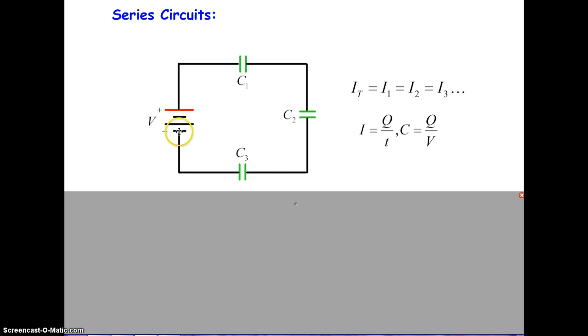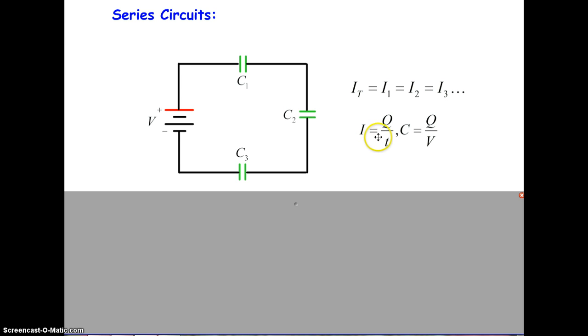What happens, of course, is the battery has chemicals in it or some other method by which to do work to put electrons back on the negative terminal and to keep the current flowing at a constant rate. The one huge advantage of a series circuit is the fact that the current remains constant wherever you are in that circuit. So the total current leaving the battery, I T, is equal to the current passing through capacitor 1, is equal to the current passing through capacitor 2, is equal to the current passing through capacitor 3. The current remains constant in a series circuit. It is the advantage, quite frankly, the only advantage of a series circuit.